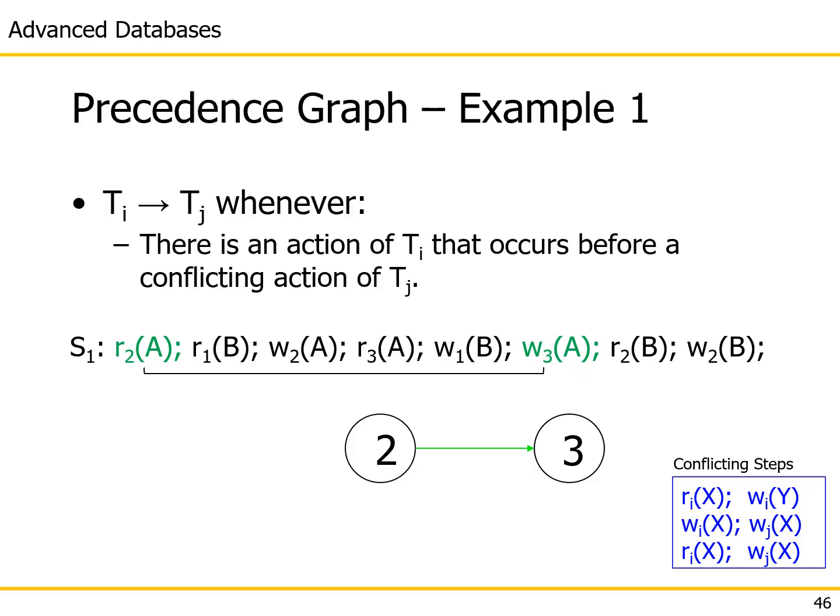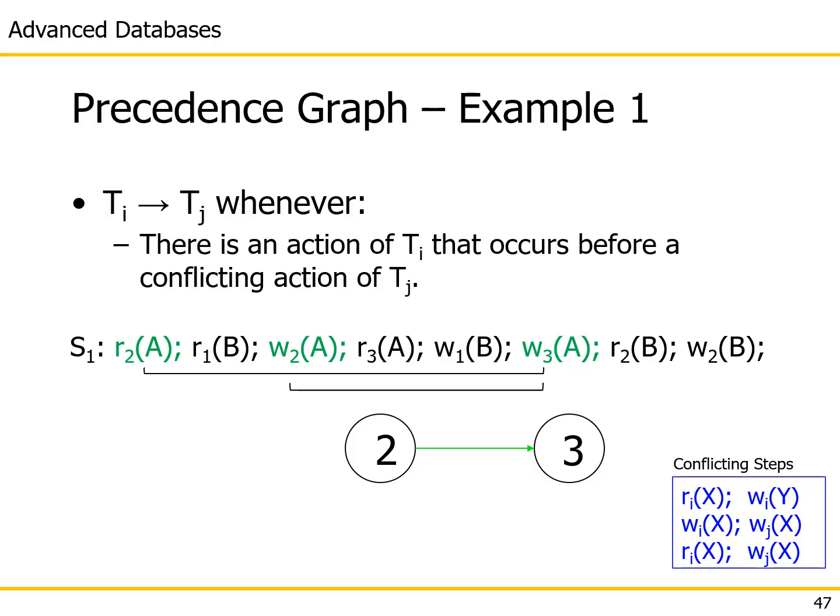Now I'll go back, because I really have 3 transactions here, 1, 2, and 3, and I'll check if there is any other conflict. I can easily find this one: transaction 2 writes A and transaction 3 writes A. This is the second conflicting rule, which, if you look at the blue box at the bottom right, is the second line: transaction I writes X, transaction J writes X. So again, this confirms what I already found, that 2 must be running before 3.